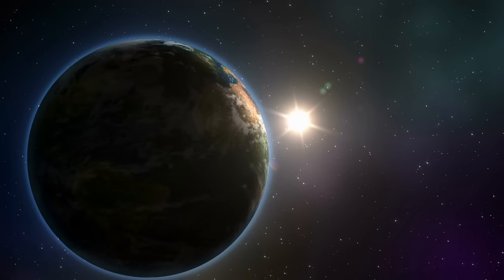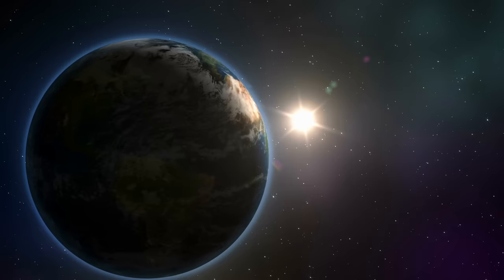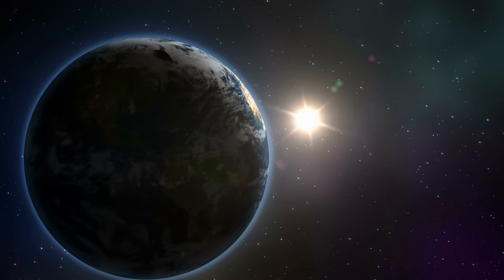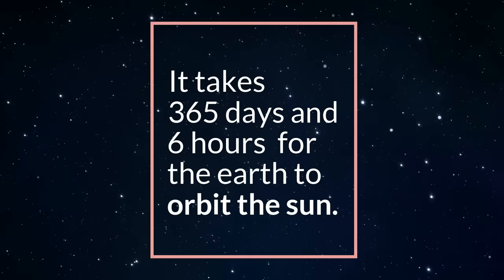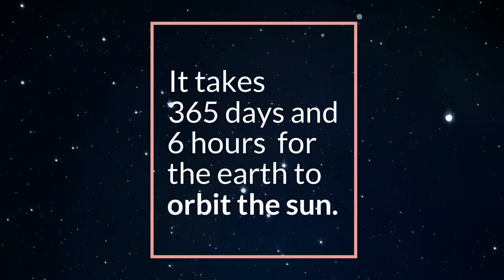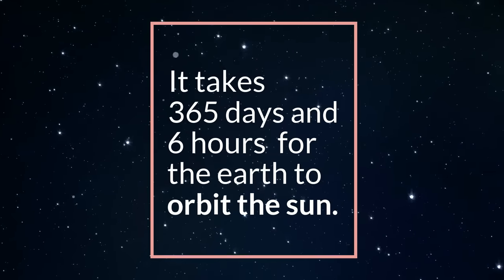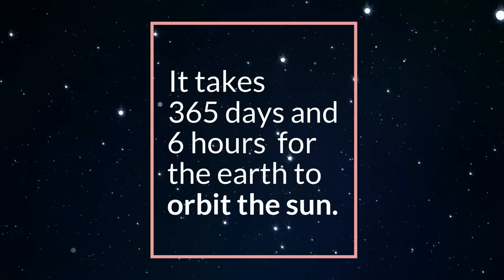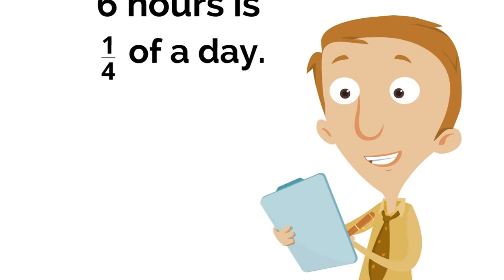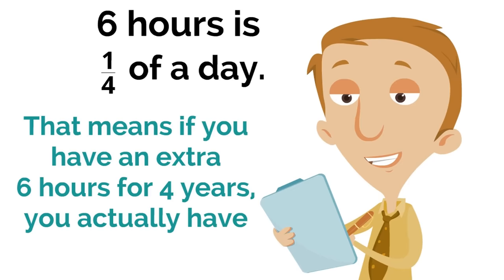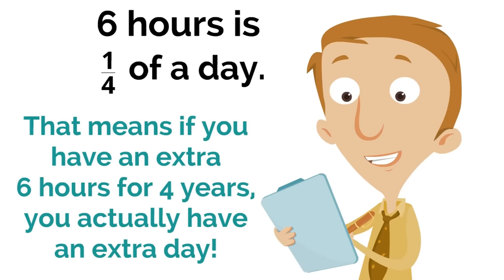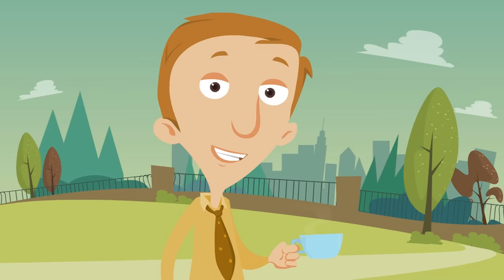It's interesting. With the Gregorian calendar, the length of a year is based on how long it takes the Earth to completely orbit the Sun. It takes 365 days and 6 hours for the Earth to orbit the Sun. And that's the problem. It doesn't take exactly 365 days. Those extra 6 hours each year add up. 6 hours is 1/4 of a day. That means if you have an extra 6 hours for 4 years, you actually have an extra day. To fix this problem, we just add an extra day to February called leap day to equal everything out.